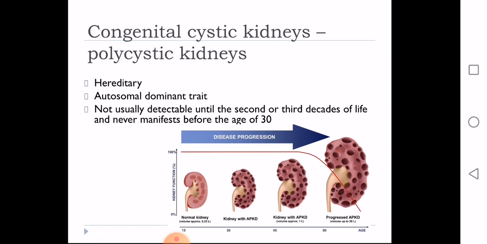So you can see the normal kidney, and the x-axis is showing the age, and the y-axis is showing the kidney function. You can see the kidney is progressively enlarging, and the cyst formation is becoming worse and worse, and by an advanced stage the kidney function becomes very poor.